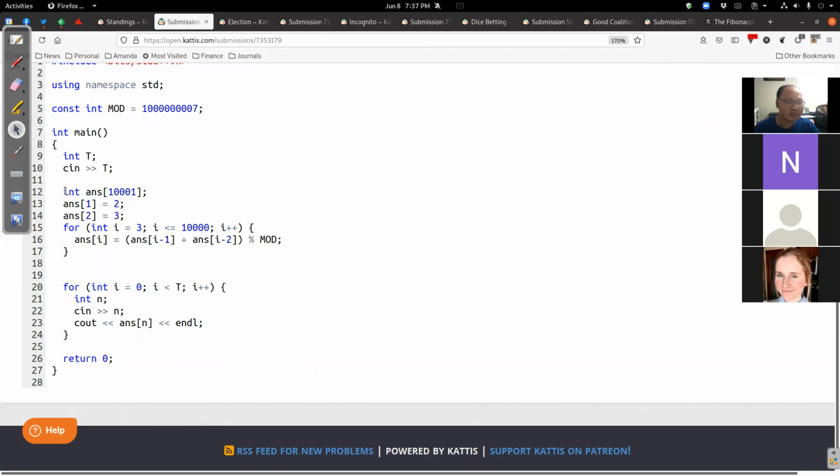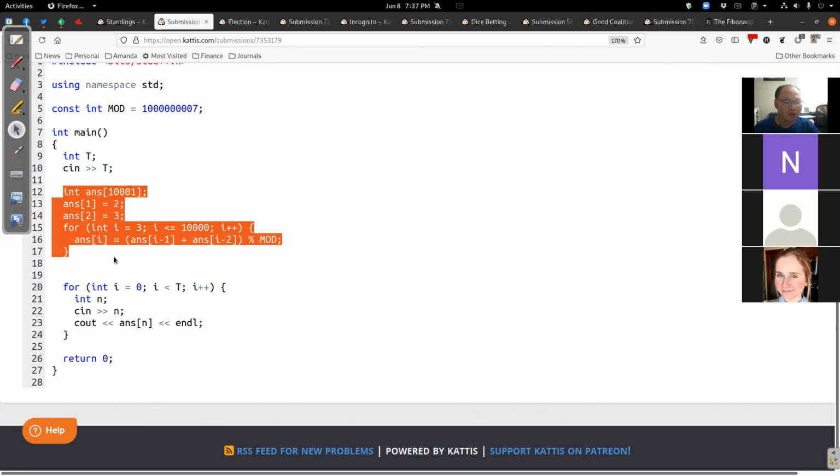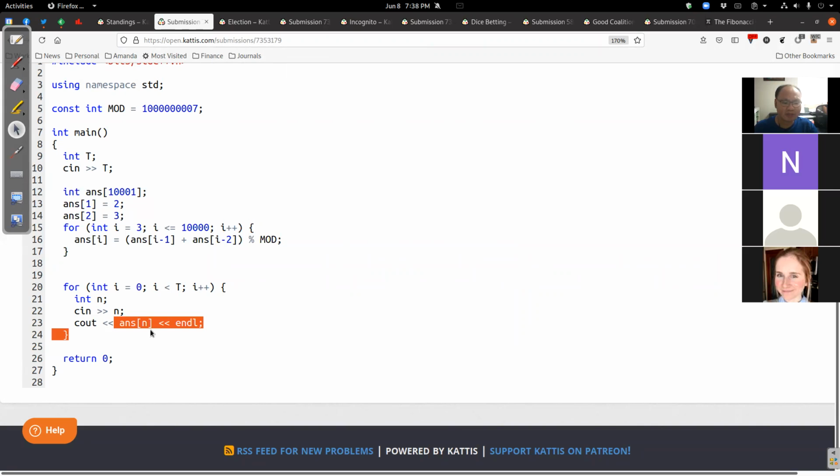The only thing I would say is, because the answers are always the Fibonacci numbers, I actually compute them all at the beginning instead of computing for every curve. So I compute them all at the beginning, and then for every curve I just look it up. I don't have to compute them again. That's the only minor optimization. Okay. Any questions?